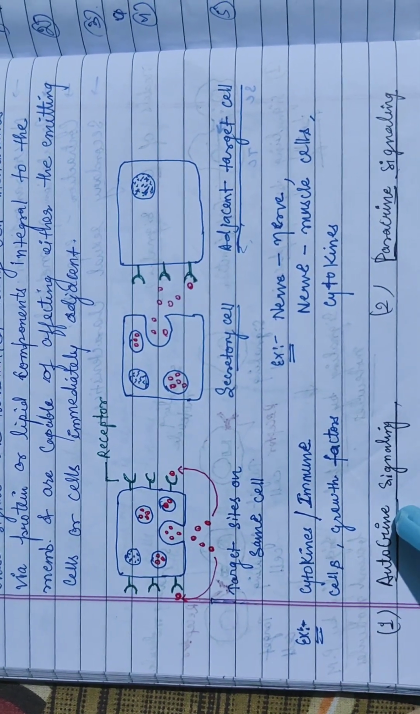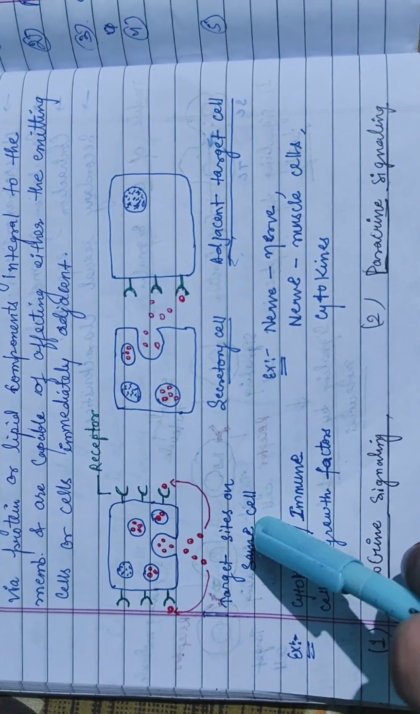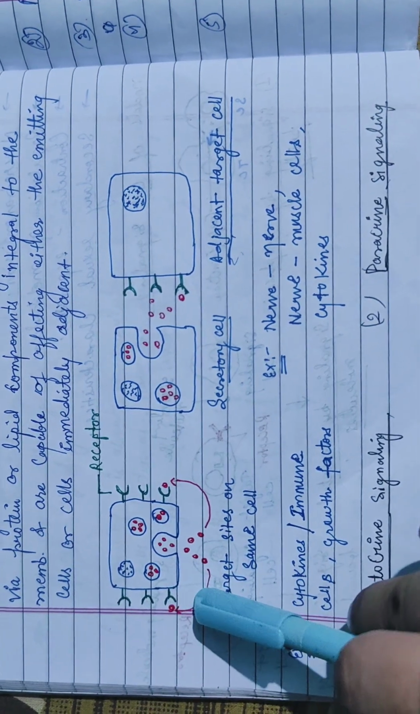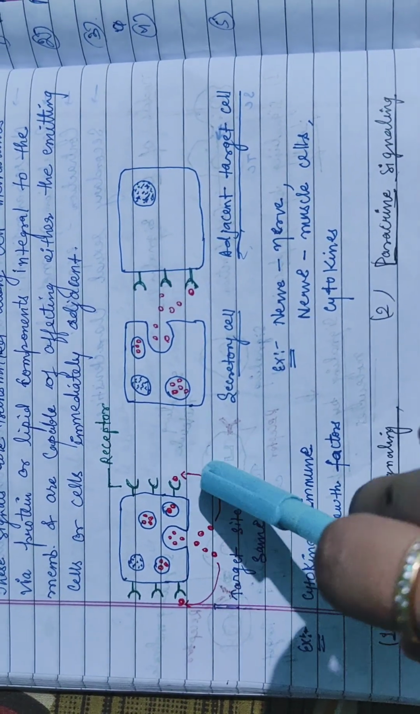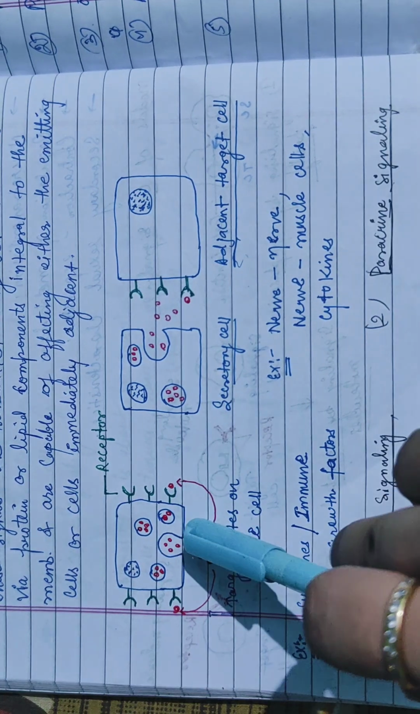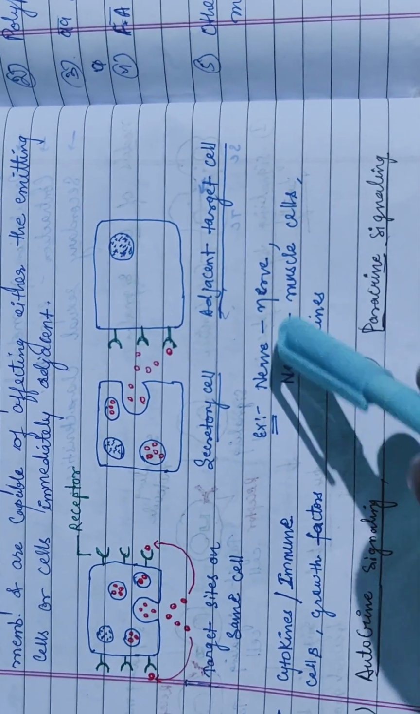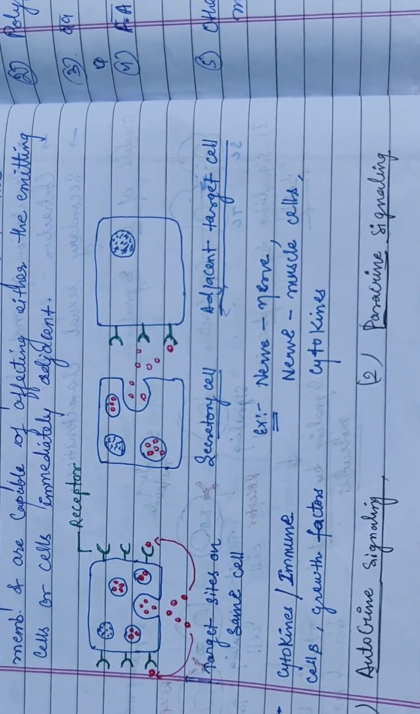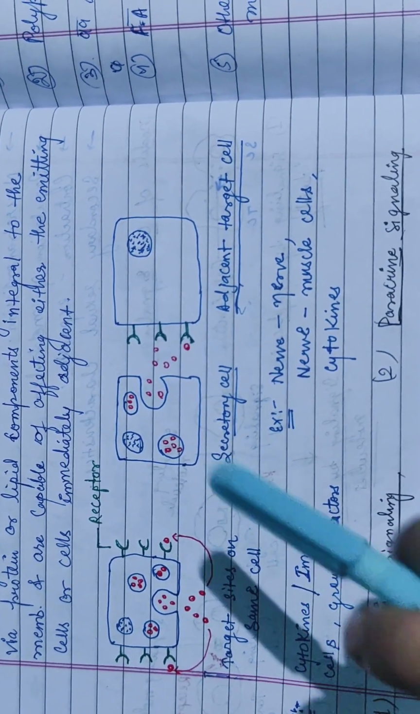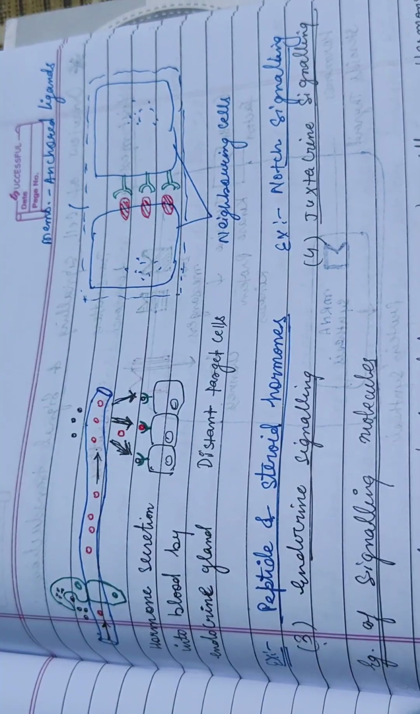Here is a figure of autocrine signaling, in which the target site is a stem cell. Here these molecules signal to the same cell. Then paracrine signaling, where the examples are nerve to nerve, muscle cells, and cytokines. In this, the adjacent cell is targeted.